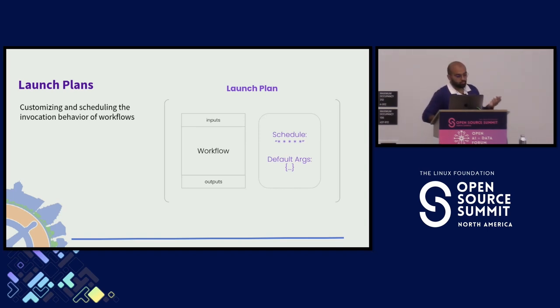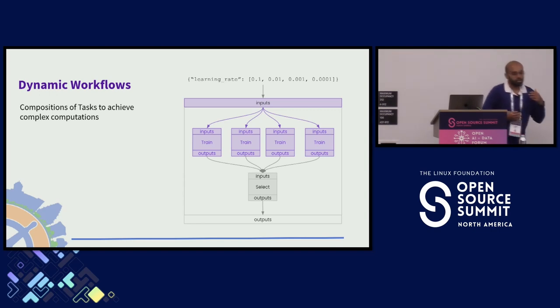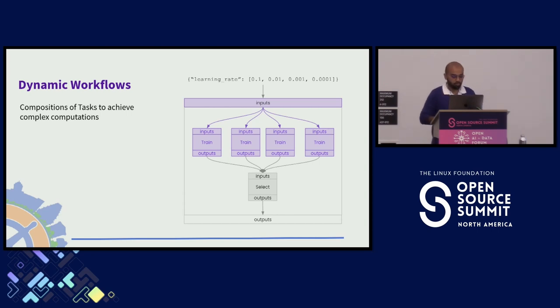So going on to the next slide, we have dynamic workflows. There is one thing known as static workflows, and the other thing is known as dynamic workflows. In static workflows, we already know the DAG beforehand. In dynamic workflows, the workflow is compiled at runtime, and it can be changed on the basis of hyperparameters, learning rates, different inputs, and different training sets. It can be set at runtime. So Flyte has the capability for dynamic workflows.